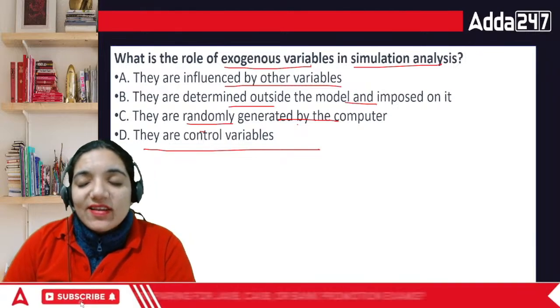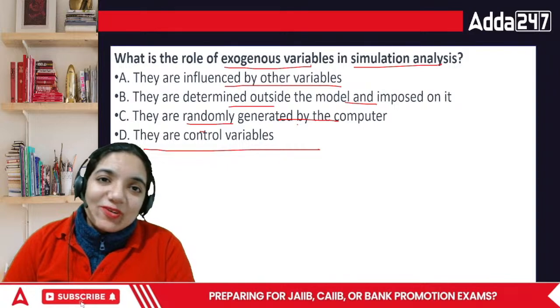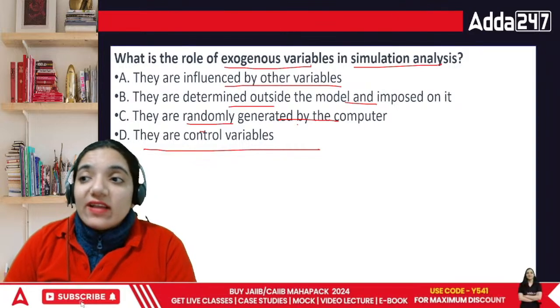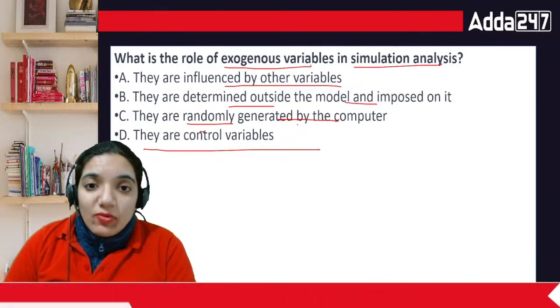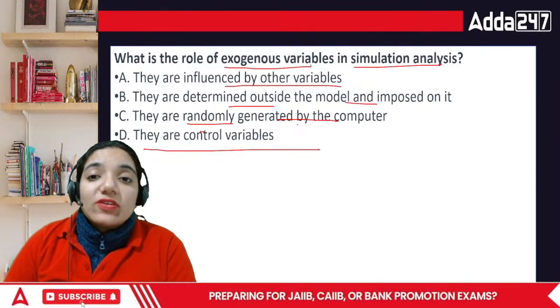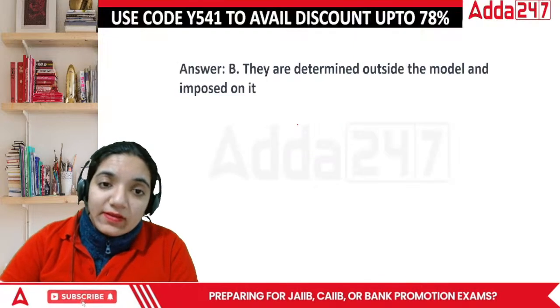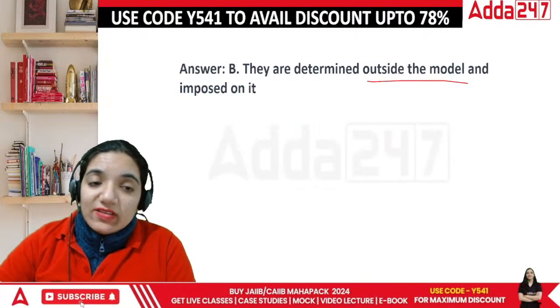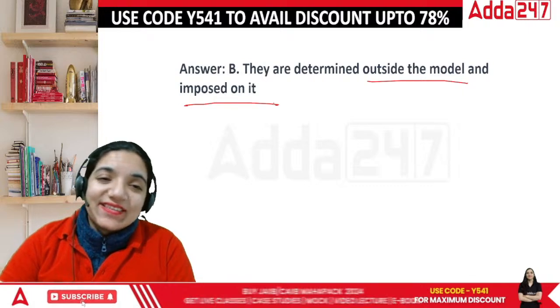Basically, exogenous are those variables which happen outside the particular model, and then we are trying to find that particular solution or the points which would come because of the simulation. They are determined outside the model and imposed on it.